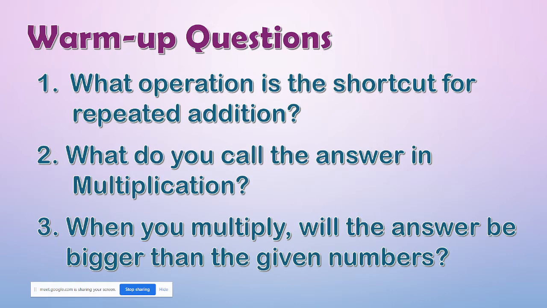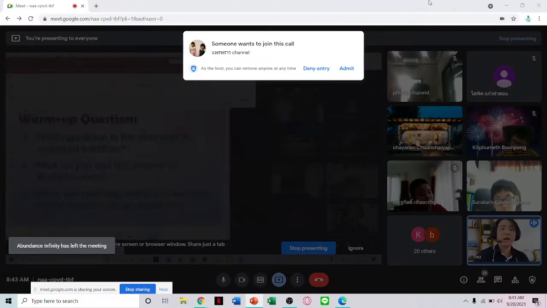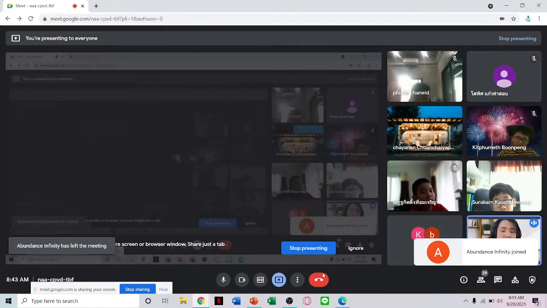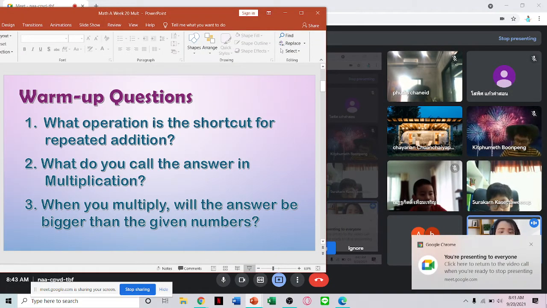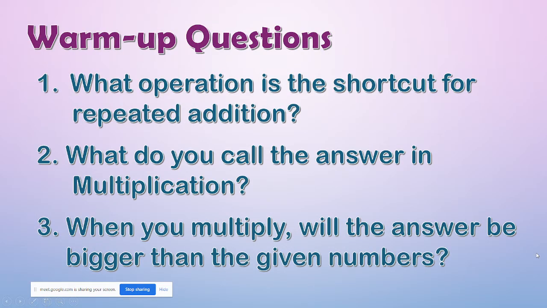Now, again, in multiplication, the answer will always be bigger. For example, you have 5 times 5. What is 5 times 5? 25. So 25 is the answer, and 25 is bigger than 5.